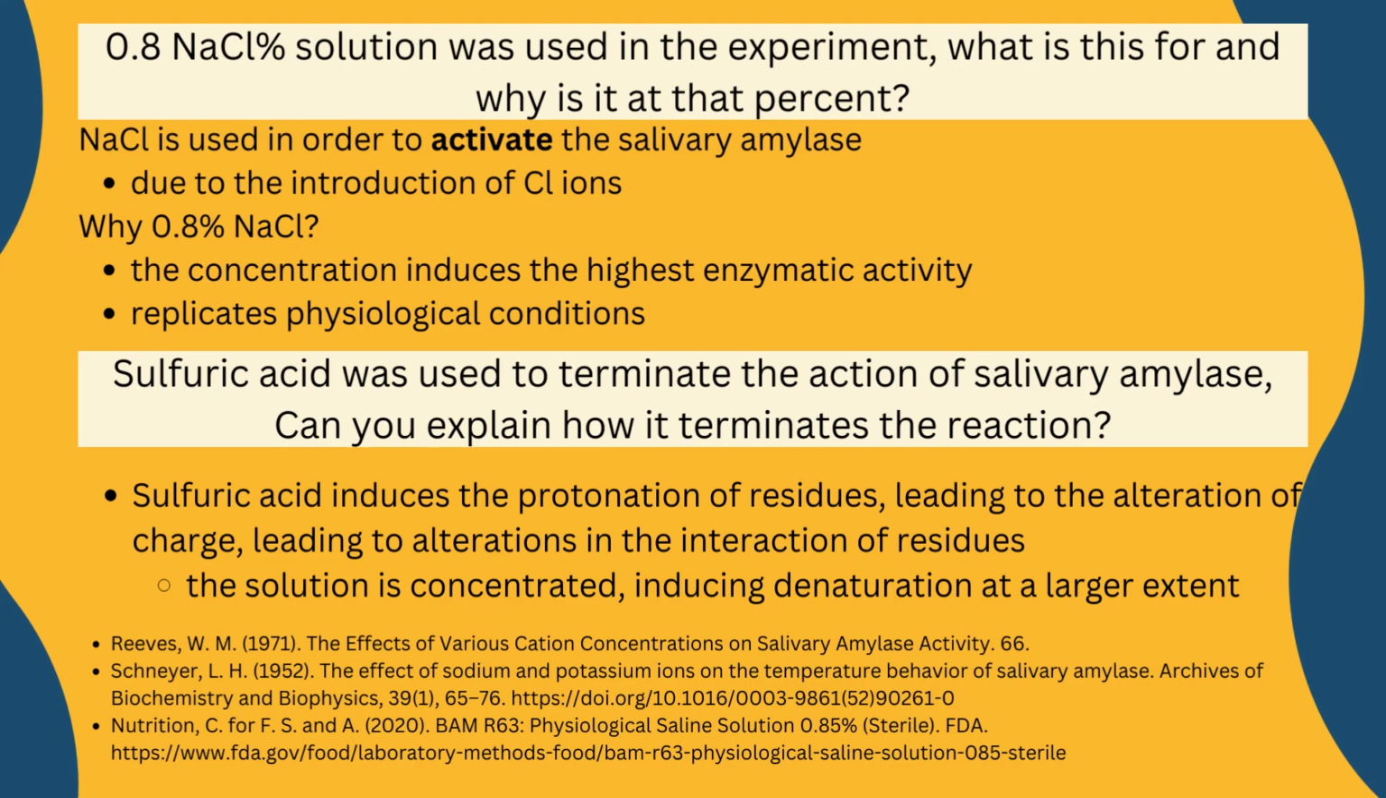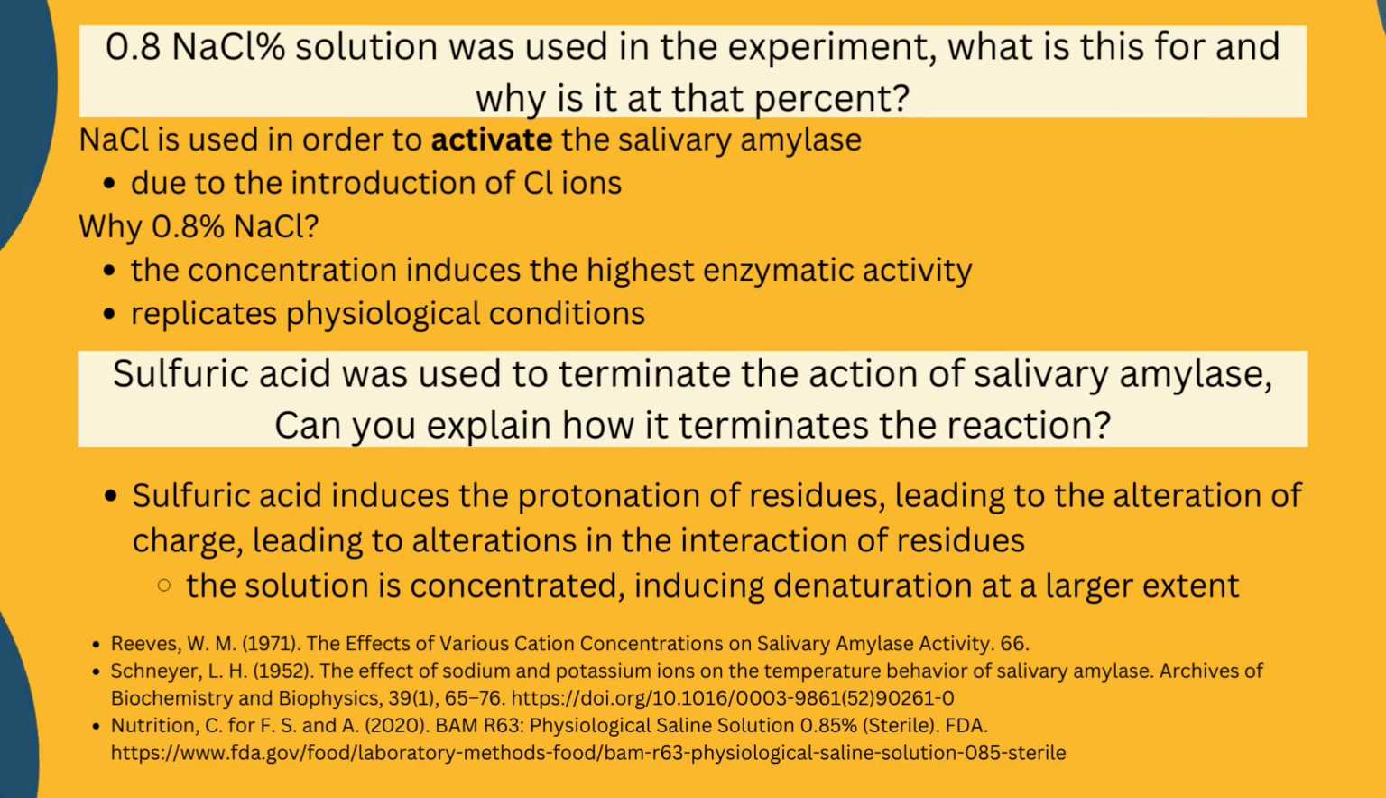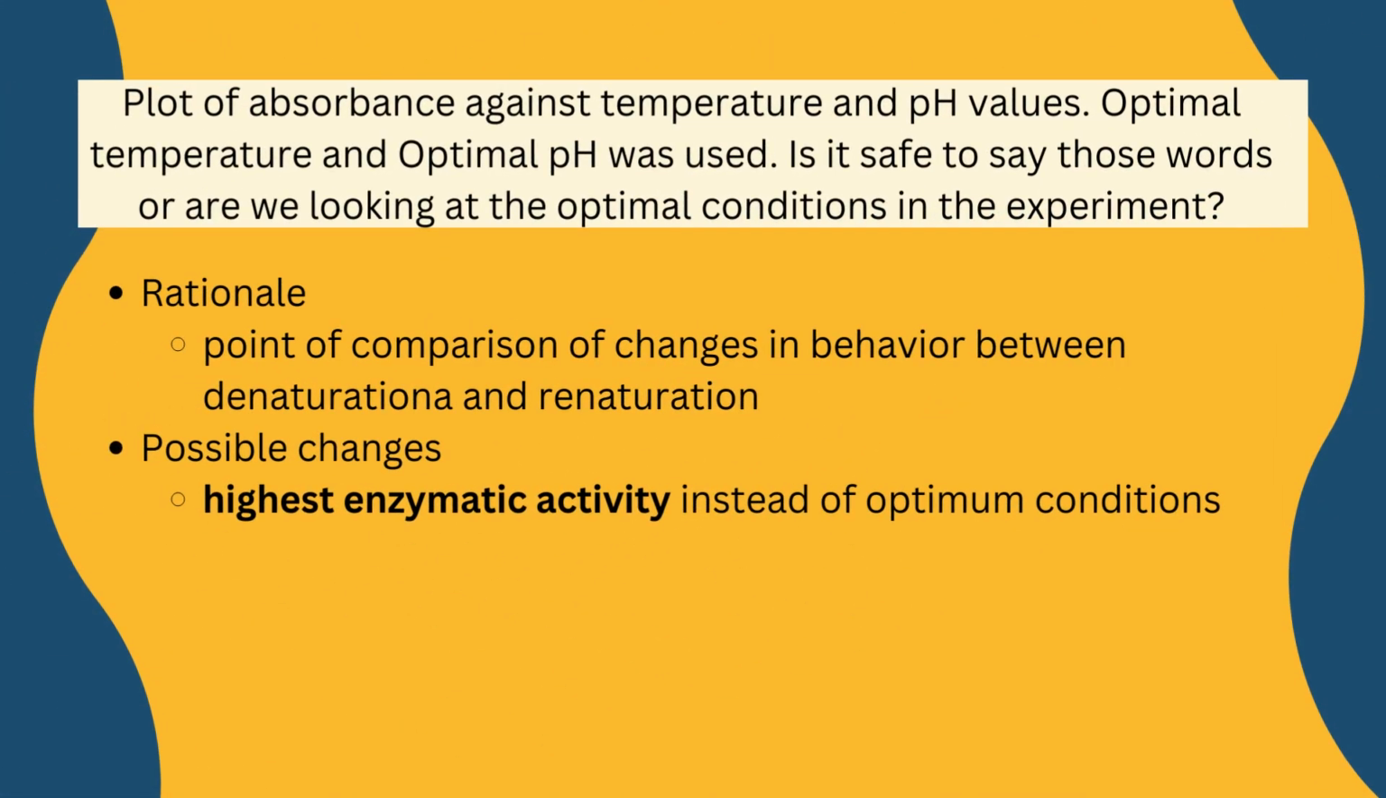And next is the sulfuric acid. Why did we use sulfuric acid for the termination reaction? Sulfuric acid induces the protonation of residues, leading to the alteration of charge, thereby leading to the alteration in the interactions of residues. We can see this alteration in the effect of pH. However, the addition of sulfuric acid is at a larger extent since the solution is concentrated, leading to the immediate termination of the activity.